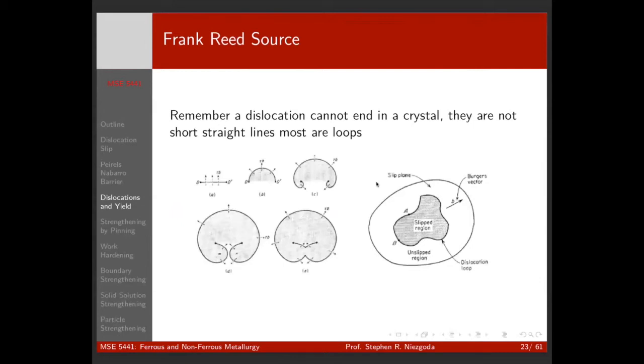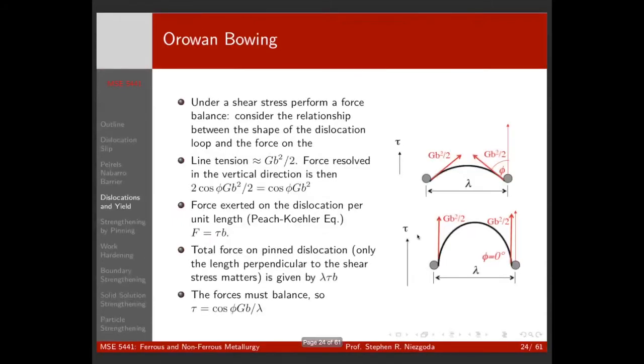So they have to be loops. And so here we see a dislocation loop, and this is the region that has sheared, this is the region that hasn't sheared, and the Burgers vector has to be constant along the whole loop because it's the amount that this region has sheared.